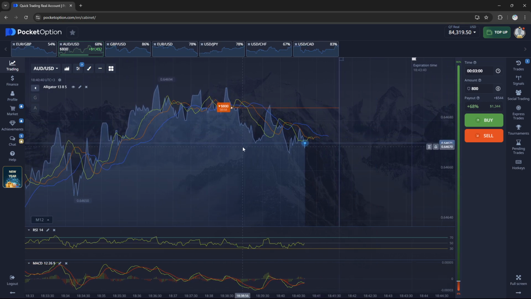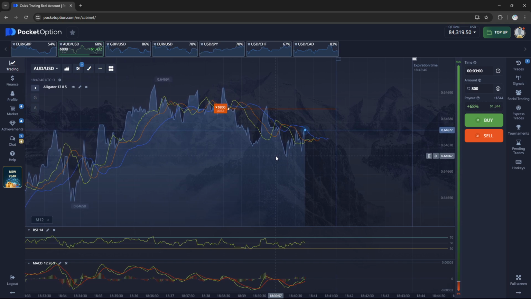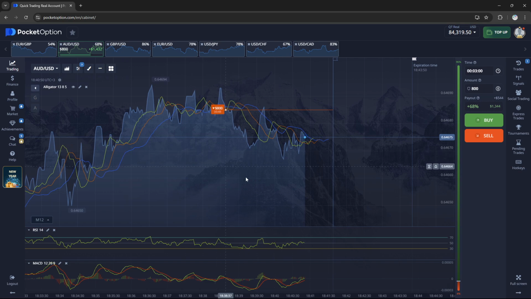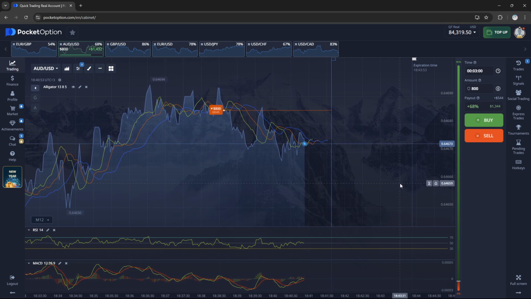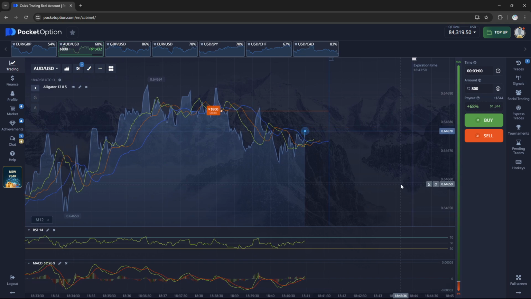From a psychological perspective, this pullback is a classic move to shake out weak hands. A lot of traders might see this minor uptick and panic, thinking the trend is reversing. But seasoned traders know that these are opportunities to hold steady or add to positions.